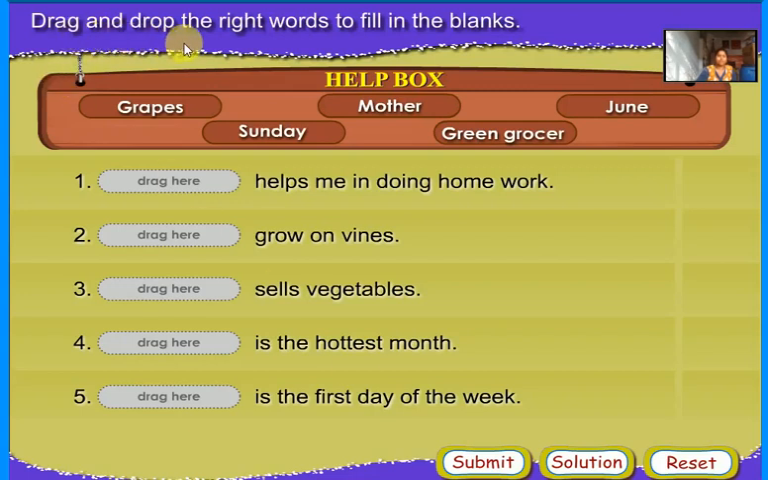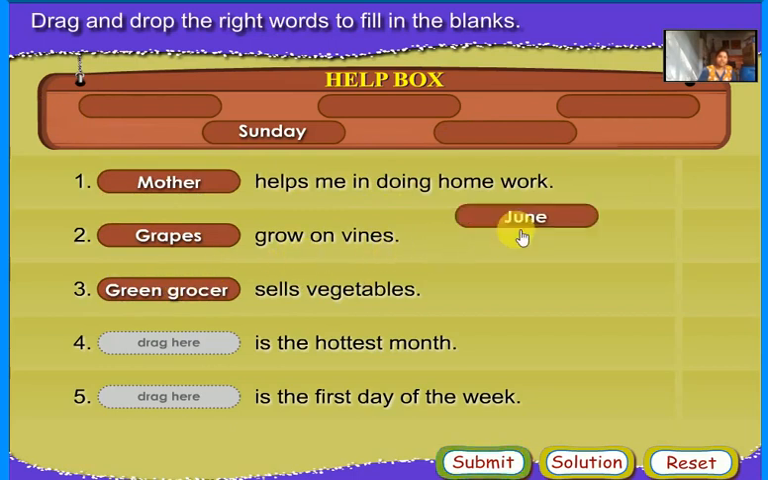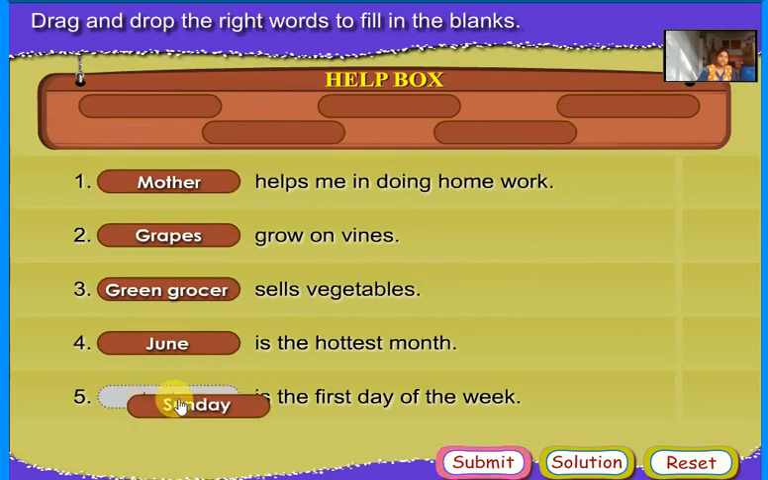Drag and drop the right words to fill in the blanks. Dash helps me in doing homework. Mother. Dash grow on vines. Grapes. Dash sells vegetables. Greengrocer. Dash is the hottest month. June. Dash is the first day of the week. Sunday.